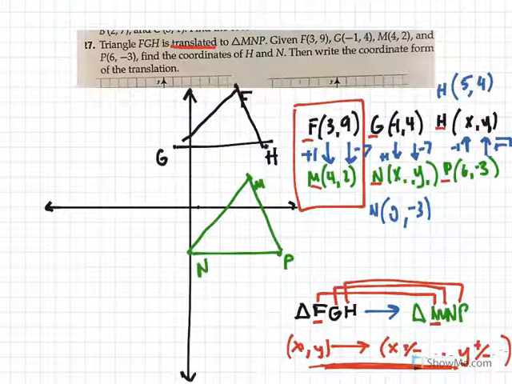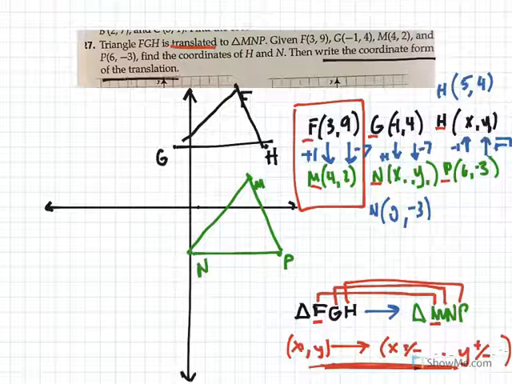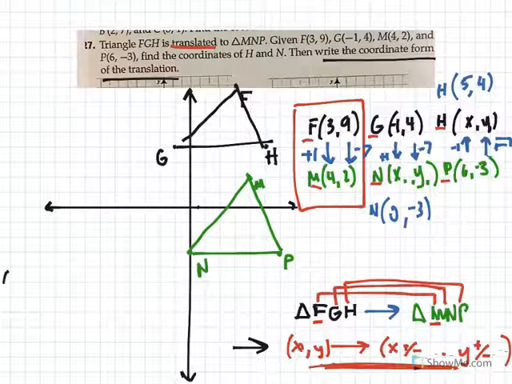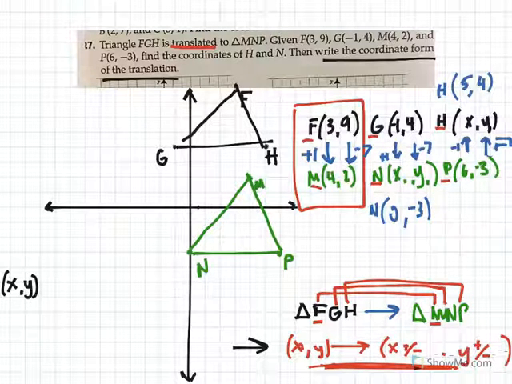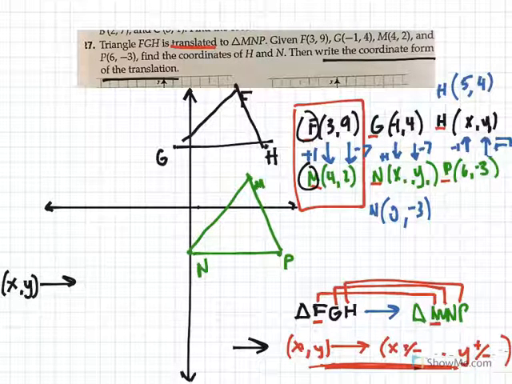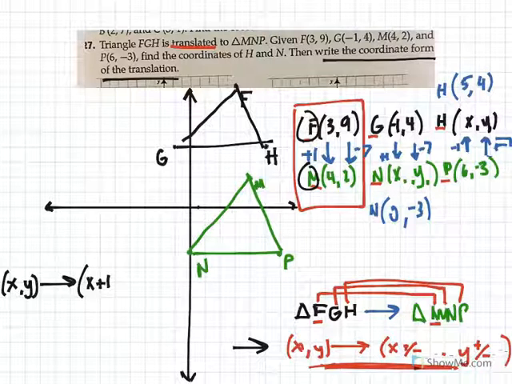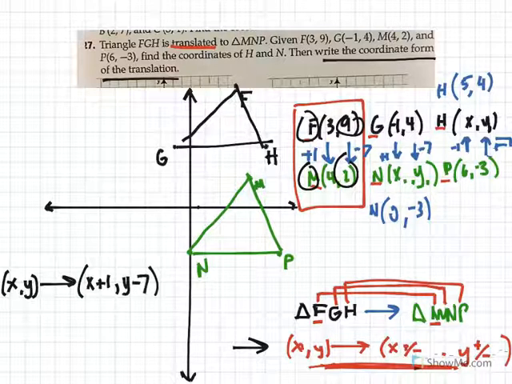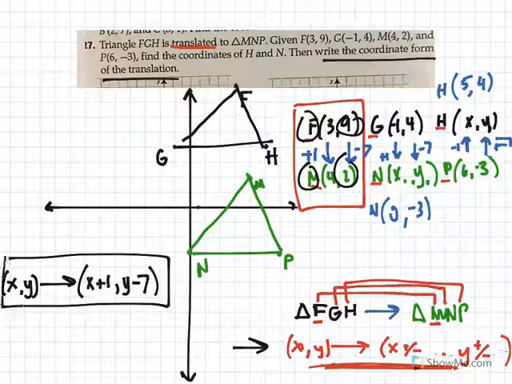So the question asks us to write the coordinate form of the translation. So when we write a coordinate form of a translation, remember it's going to look like this. So it will say, how did X change from here to here? We added 1. How did Y change from here to here? We subtracted 7. And that will be our translation statement.